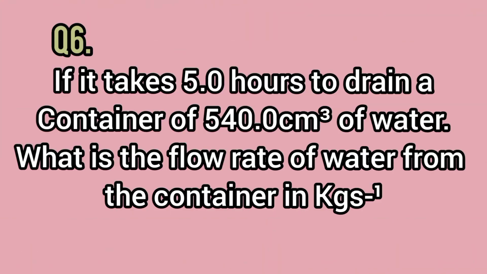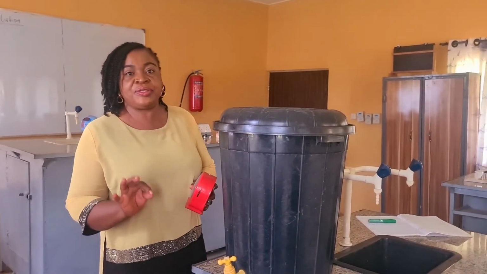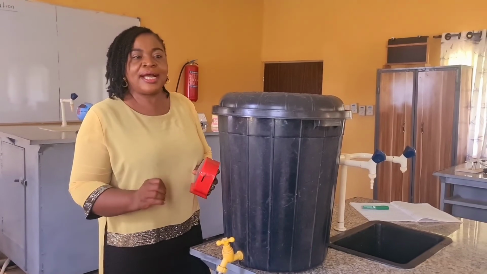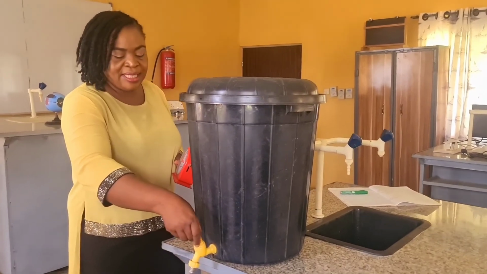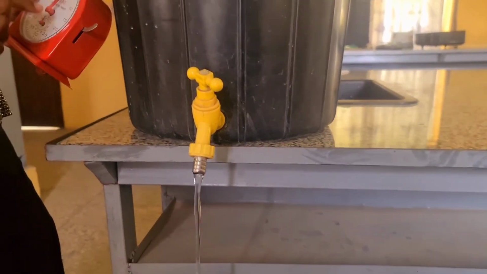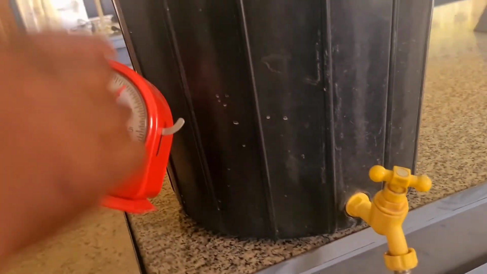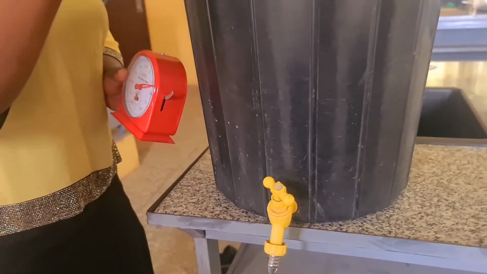5.0 hours to drain a container of 540.0 centimeter cube of water. What is the flow rate of water from the container in kilogram per second? Options A, 32.5, B, 31.5, C, 30.8, and D, 30.2. To answer this question properly, we need to know and understand what flow rate is. Now, if I'm to empty this container, as I turn on the tap, I allow my stopwatch to be going on. Now, after 5 hours, I'll be able to empty all the water inside this container.